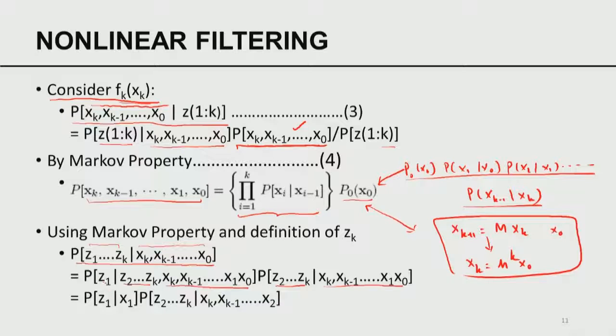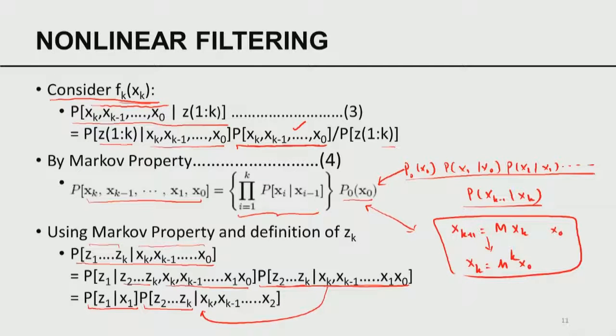So I can rewrite this term as p of z1 conditioned on x1, times p of the rest of the terms, which comes in here. So now you can see I'm trying to bring a recursive structure into the system, and this recursive structure is again a consequence of the Markov property.